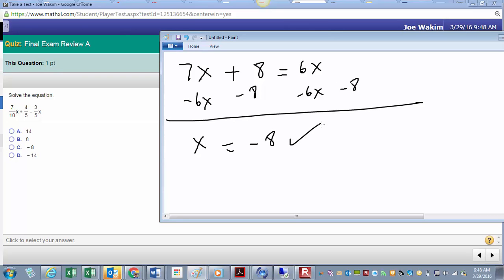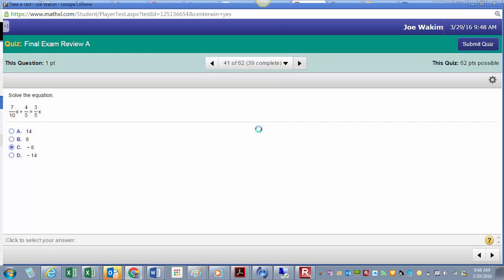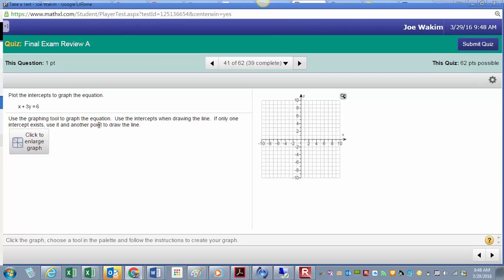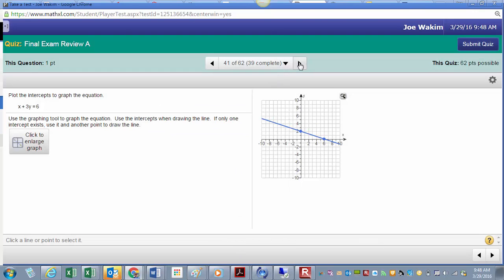Alright, let's try a couple more. Plot the intercept of the graph. For y equals 0, x equals 6. So x equals 6 for y equals 0, and for x equals 0, y would be 2. And that would be the graph. Vertical line, it's a vertical line at x equals 6.